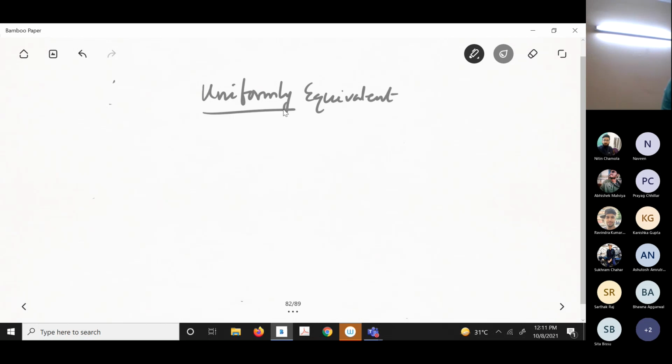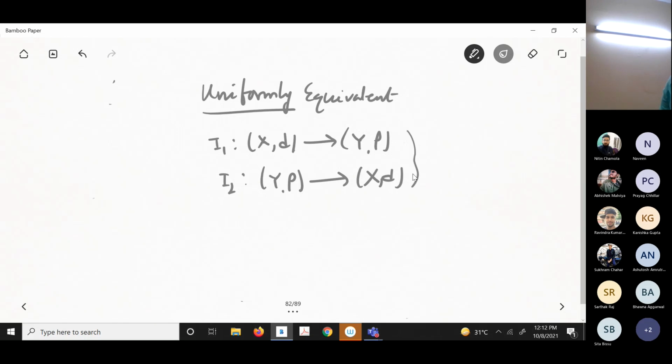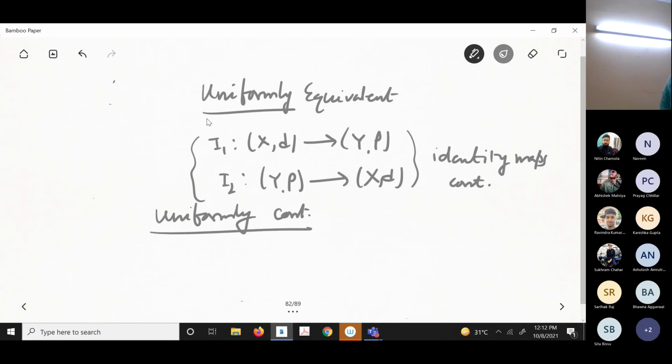Look, how will you define uniformly equivalent? Previously, for equivalent, I gave one condition about these identity maps. That's another importance of uniformly continuous maps. Both are identity maps. So they are equivalent if and only if these identity maps are continuous. Now we define: if they are uniformly continuous in both directions, then we say they are uniformly equivalent.